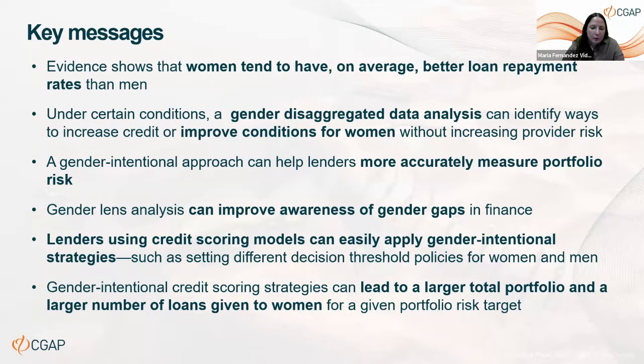And we show that for a given, say, level of risk that you want in a portfolio, a gender intentional strategy can lead to just a larger portfolio, as well as a bigger percentage of that portfolio going to women. So again, it's something that both benefits women and providers in this case. So that's why we're interested in showcasing this. We see kind of a win-win situation there when the conditions are that we find this case that women are showing lower risk than men. So I'll turn it over to Dean now.